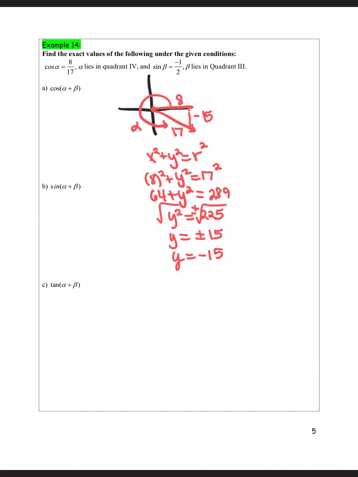So I'm going to go ahead and write down all my information. I already have cosine of alpha is 8 over 17, so we know sine of alpha is going to be negative 15 divided by 17, and then tangent of alpha is going to be negative 15 over 8.